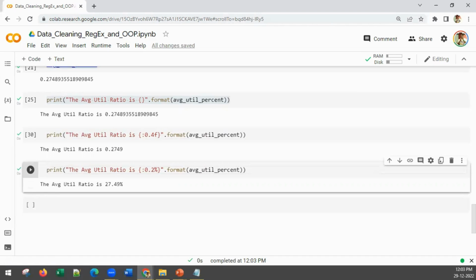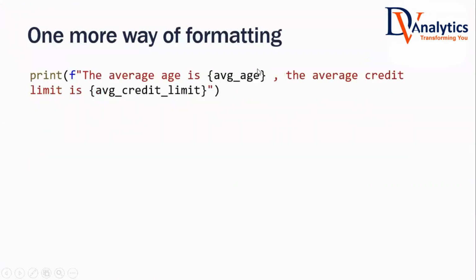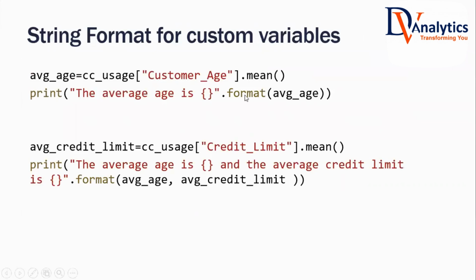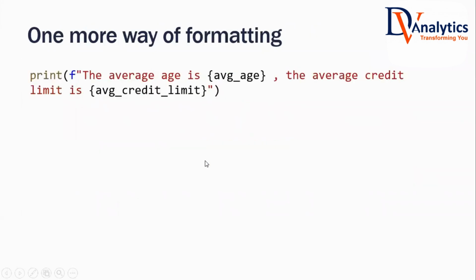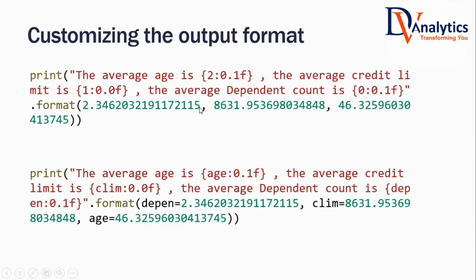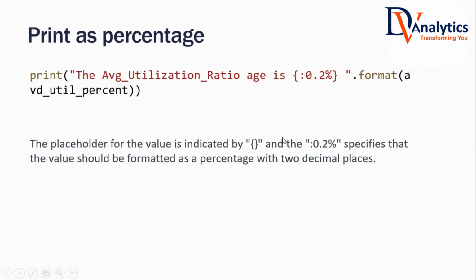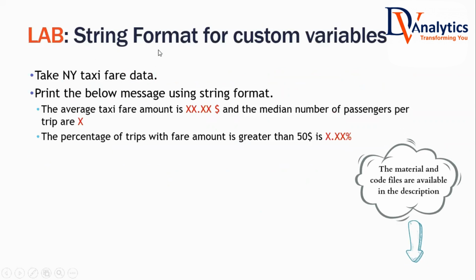Let us do one quick exercise before we move on to the next topic. So we have seen how to print using the format function, using these parentheses. We can reorder the variables, we can use placeholders with names, we can customize how many decimals are printed, we can print as a percentage as well, and the percentage value also can be formatted. Now it's time for a quick lab exercise, string format for custom variables.